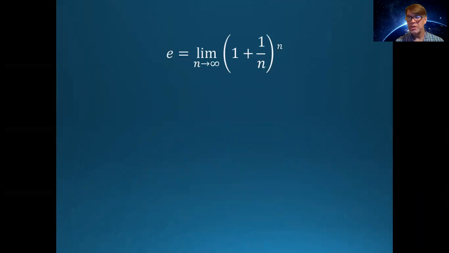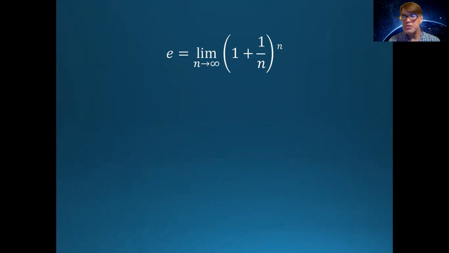Hello, in this video, I want to show you how to approximate the constant e, 2.71828..., as a limit, namely using this formula here: that this constant e equals the limit as n approaches infinity of 1 plus 1 over n, all raised to the n power. There are other ways to define e.